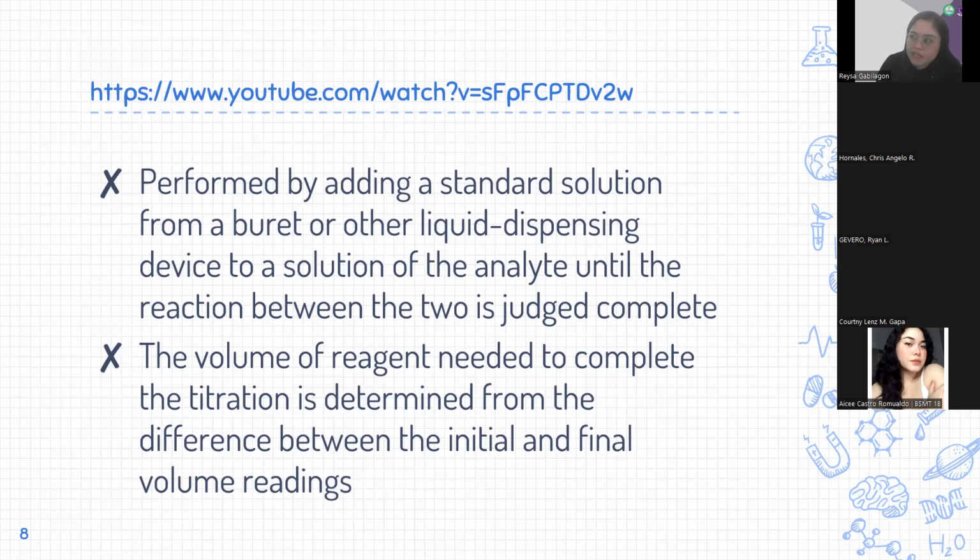So in the process, class, if you forgot to add the indicator, wala ka talagang makukuha na change in color. So do not forget that also. Okay? So that is the titration process. Do you have questions about the titration process? Or meron kayong gustong i-clarify doon sa process na ginawa natin?